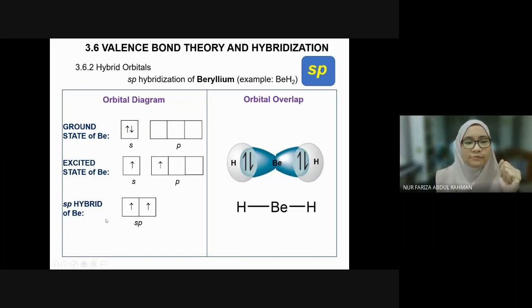Okay, so we're going to start with beryllium. Ground state is the original state, the original state before it forms hybrid. So this is the normal form of beryllium in terms of the orbitals. We call it the ground state. So originally, beryllium has 2 valence electrons in the s orbital because beryllium comes from group 2, right?